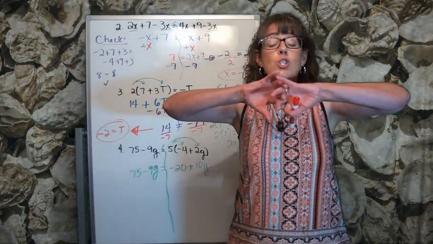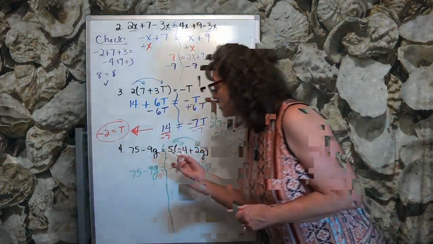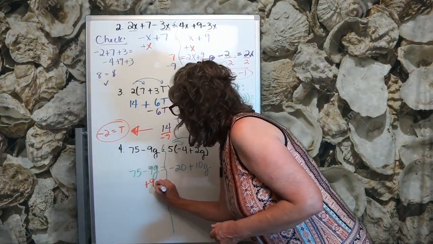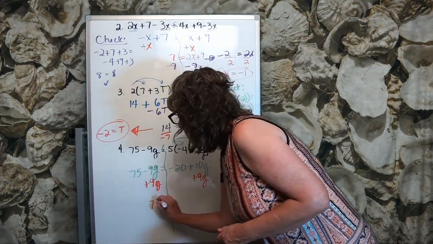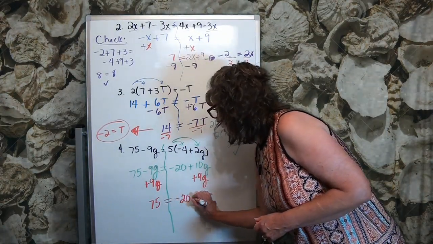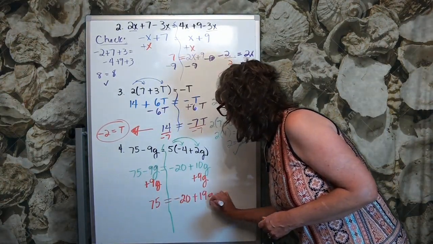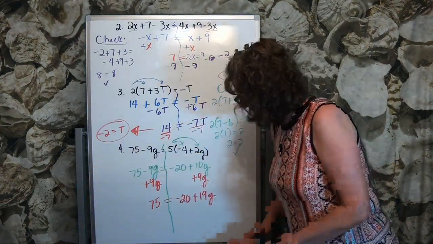So now I'm ready to separate my variables and my constants. So I'm going to add the 9g here and add the 9g here. That will give me a 75 on this side. And on this side, a 10g plus a 9g will be a 19g. So I sent all my variables to this side. That means all the constants need to go on this side.